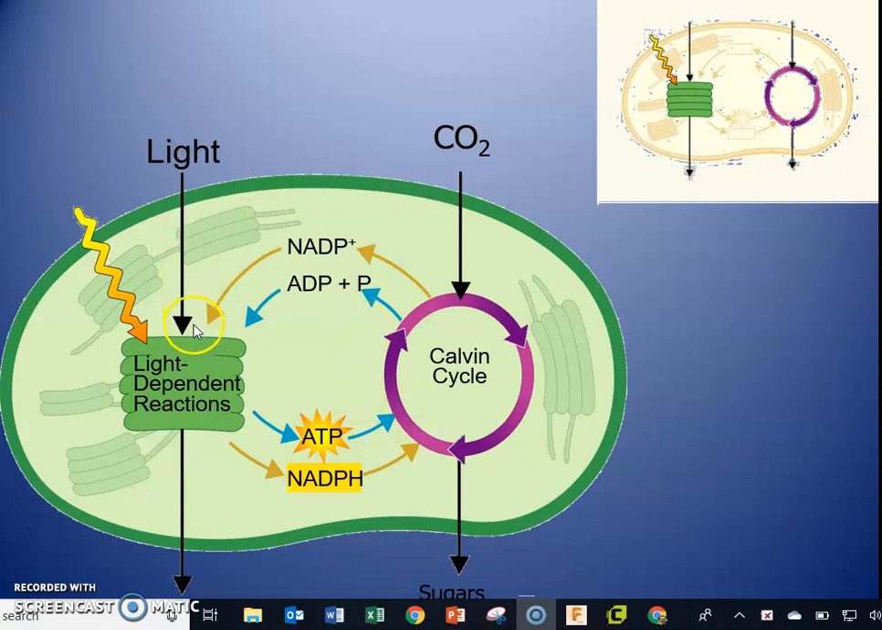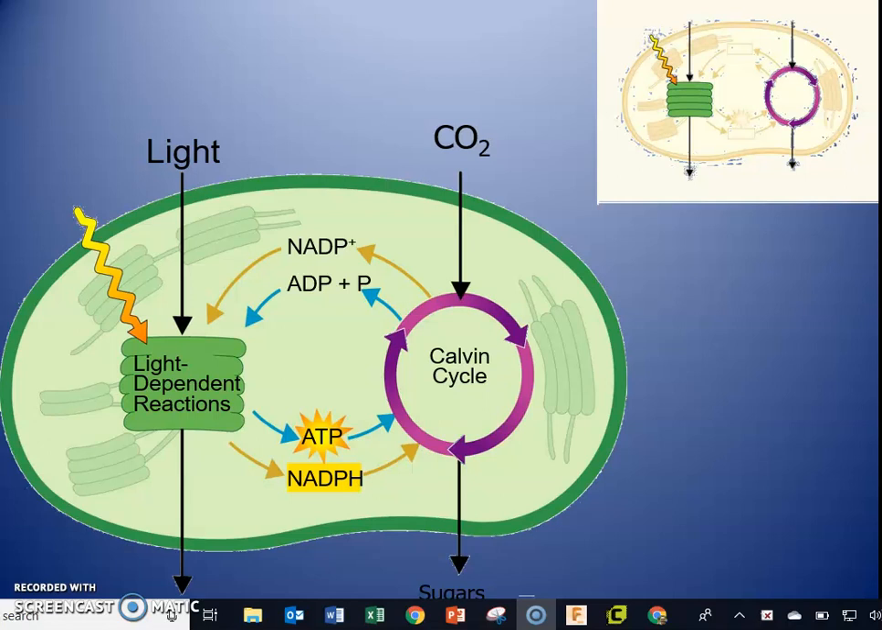You can see that light energy is coming in on this side, along with water, which isn't shown on the diagram, but it's coming in to the light-dependent reactions. And the energy from light and the electrons from the water are used to generate ATP and NADPH. We're familiar with ATP from our bioenergetics unit in the past as a nucleic acid that is used as an energy source for cellular reactions.